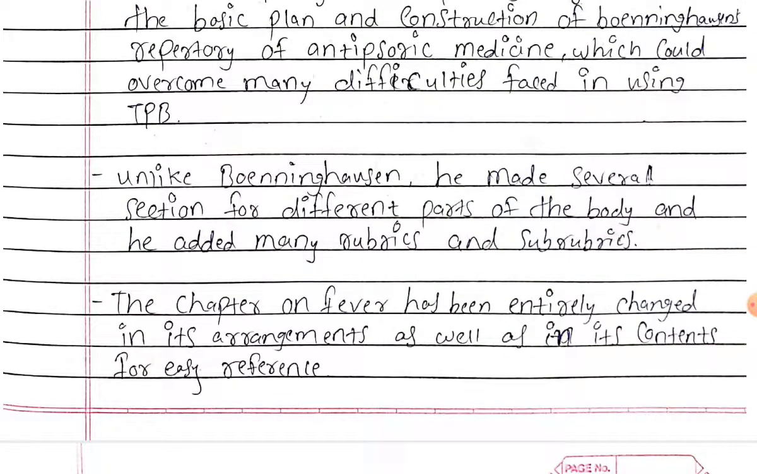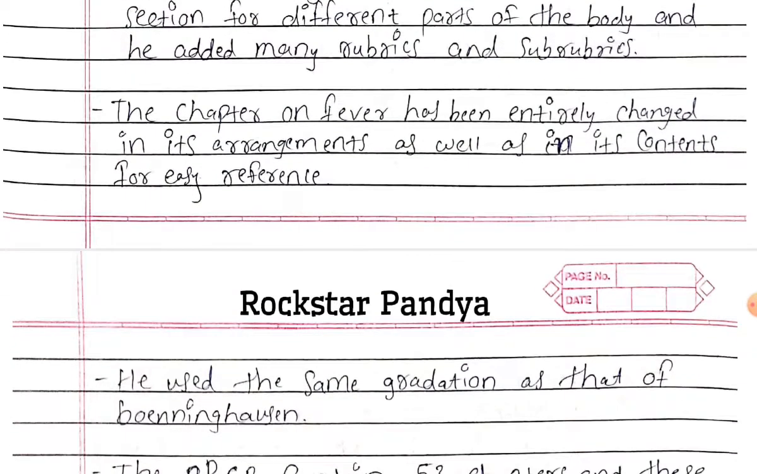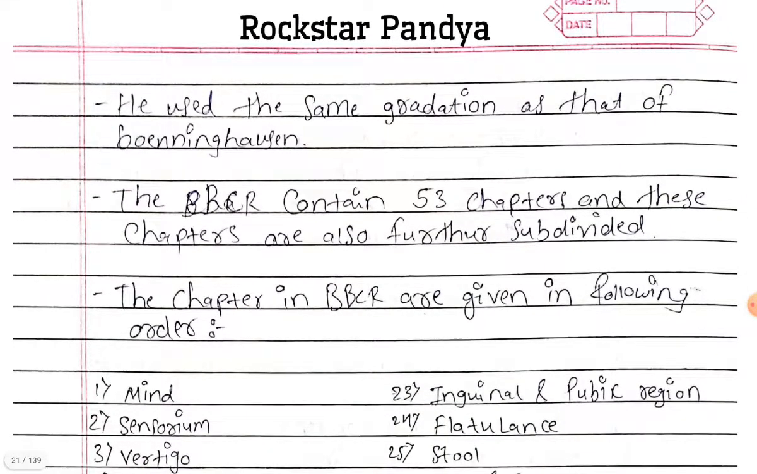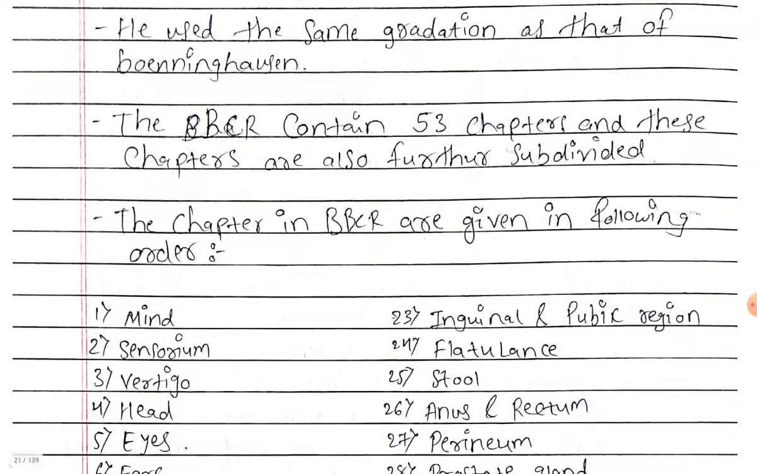Unlike Bonninghausen, he made several sections for different parts of the body and he added many rubrics and sub-rubrics. The chapter on fever has been entirely changed in its arrangements as well as in its content for easy reference. He used the same gradation as that of Bonninghausen. The BBCR contains 53 chapters, so an important MCQ can be formed here. 53 chapters, and these chapters are also further subdivided.